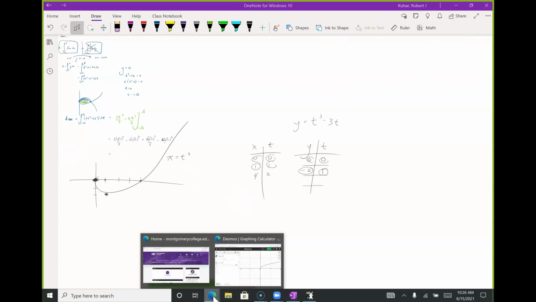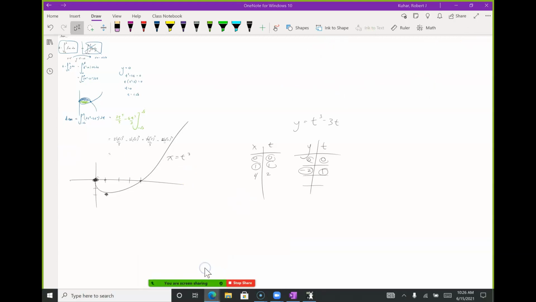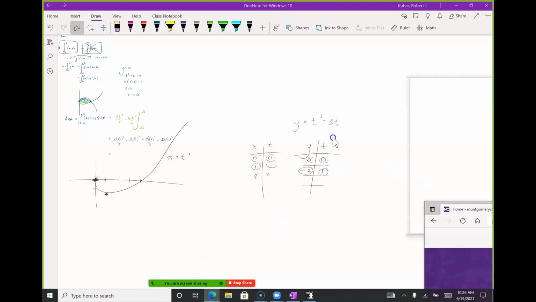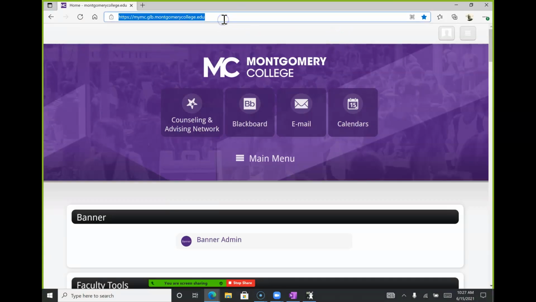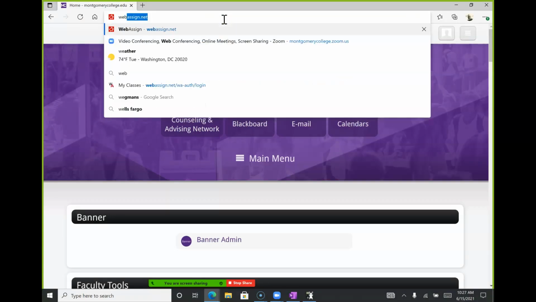So let me open WebAssign, which I never do because I hate WebAssign. We'll be done with WebAssign in one more year, but you'll be long gone, so you don't care.